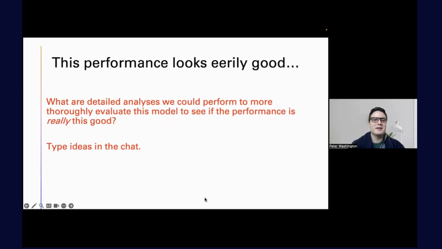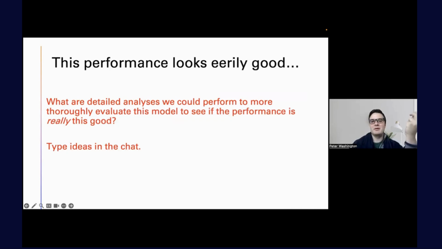Why are we getting 99%? So any ideas that you could put in the chat about how can we more thoroughly, putting on your data scientist hat, evaluate the model and evaluate the data to see whether the performance is actually this good or if something else is going on.